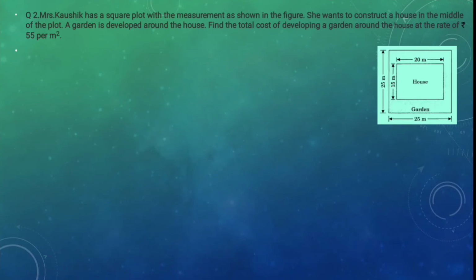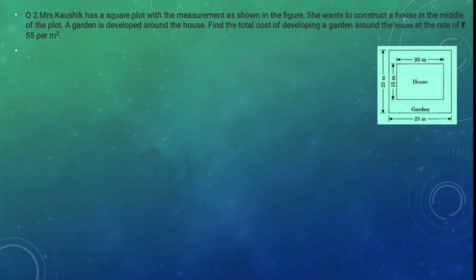Now let's do question number 2. Mrs. Kaushik has a square plot with the measurement as shown in the figure. You can see here in this figure the measurement of the plot is given. The side of the plot is 25 meter. Here also 25 meter. It means that the plot is in the shape of a square, right? Now she wants to construct a house in the middle of the plot. She wants to construct a house in this middle portion of this plot, right?